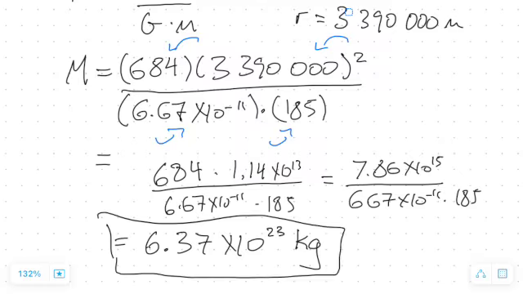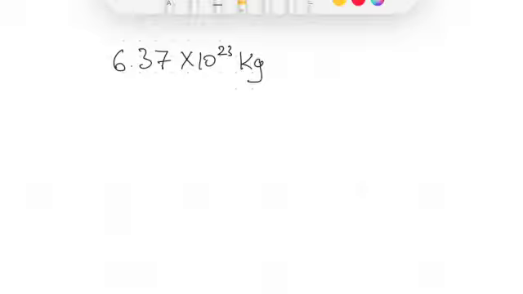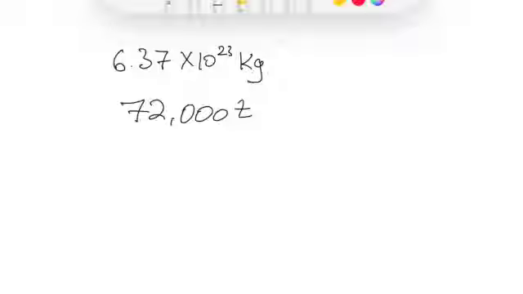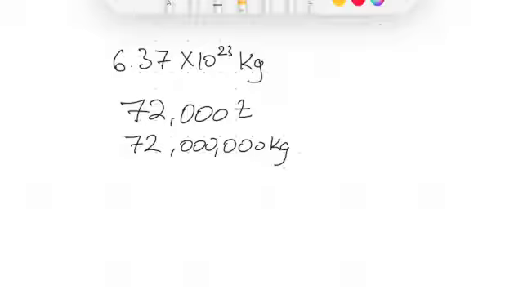That's really heavy. So 6.37 times 10 to the 23 kilograms. How big is that number? Well, to think about that number, I was thinking of a battleship. So some battleships could be as large as 72,000 tons, which is this many kilograms. What's that, a lot? 72,000 tons, or 72 million kilograms.